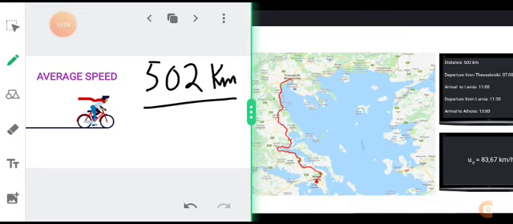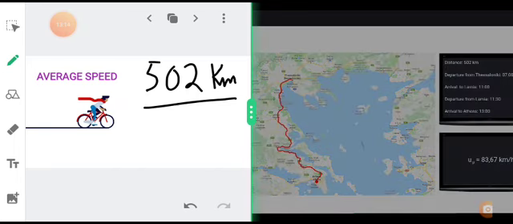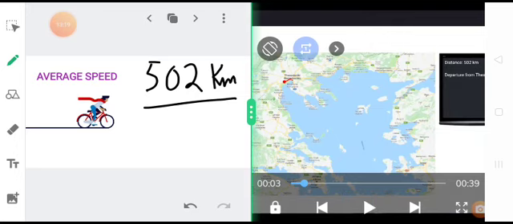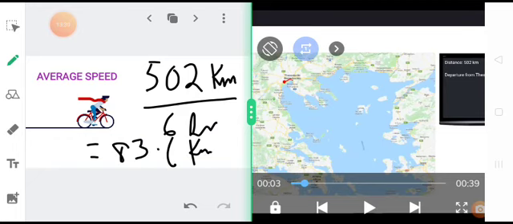The average speed for the object turns out to be 83.67 km per hour. Even though it had waited for that half an hour, still for covering the total distance it took those 6 hours. So that comes out to be 83.6 km per hour. Covering the total distance it took 6 hours and the distance traveled is 502 km. So 83.6 km per hour is the average speed.